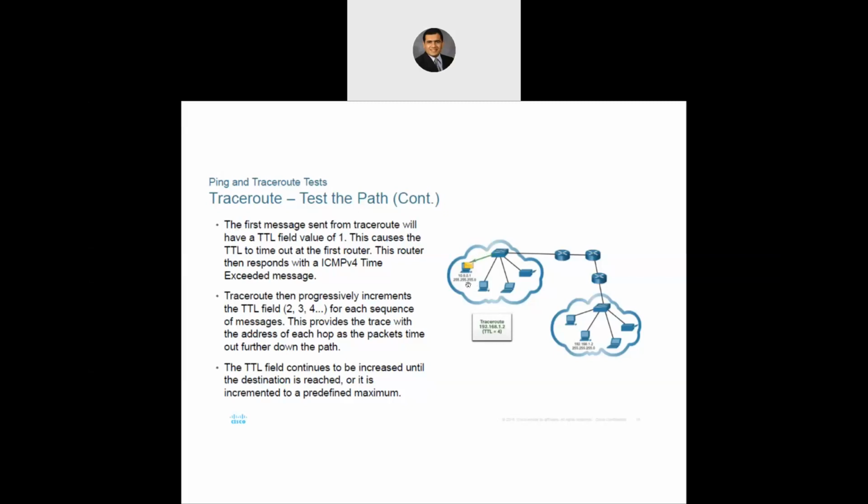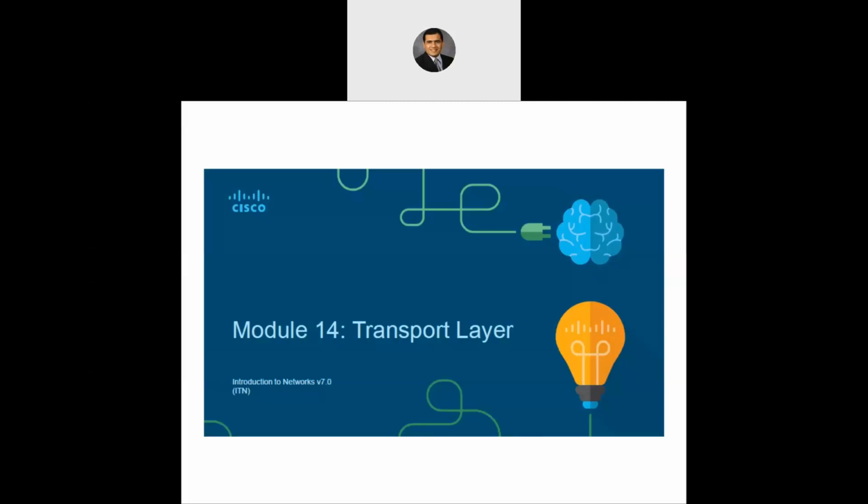So it always starts with 1, then becomes 2, 3, 4. So the TTL will be 4. Okay. So 4 hops doesn't necessarily mean 4 routers, but perhaps 3 routers. Now, that's it. We go to module 14.